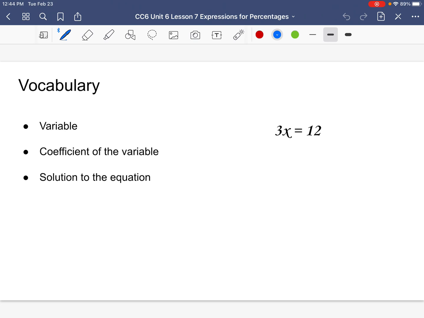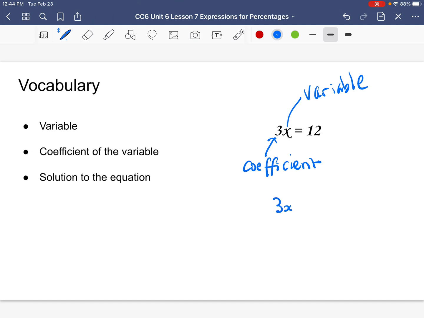So here's an example: 3x equals 12. And x is the variable, and the coefficient of the variable is the number immediately to the left of it. 3 times x, it's always going to be some number multiplied by the variable, and so 3 is the coefficient. And the solution is the value for x that makes the equation true.